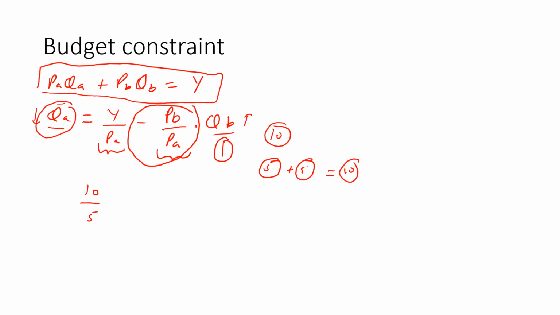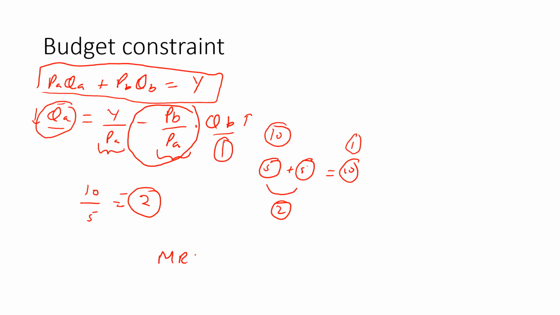So we will basically sacrifice these 2 apples in order to consume 1 banana. 2 apples will be sacrificed to consume 1 banana. And that is PB over PA, that is 10 divided by 5 is equal to 2. And the minus sign indicates that we are going to sacrifice this. We'll have to decrease QA by 2 units in order to consume 1 more unit of banana. So this is basically the marginal rate of transformation.